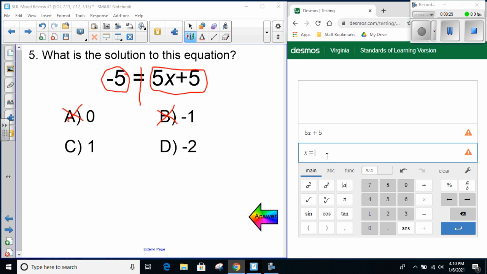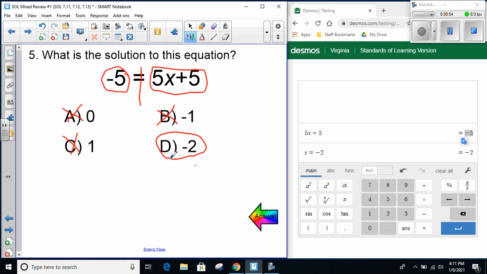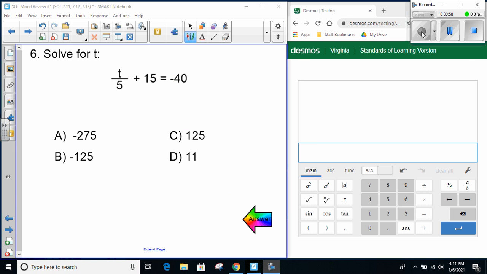So we'll delete that out and we'll try C. C says x could be 1. So I type in 1, and I see that 5x plus 5 equals 10. And I wanted it to equal -5, so it's not C. So last but not least, we're going to check D, which is -2. And when I type in x equals -2, sure enough, I find out that 5x plus 5 equals -5. So choice D, -2, is the correct answer here.